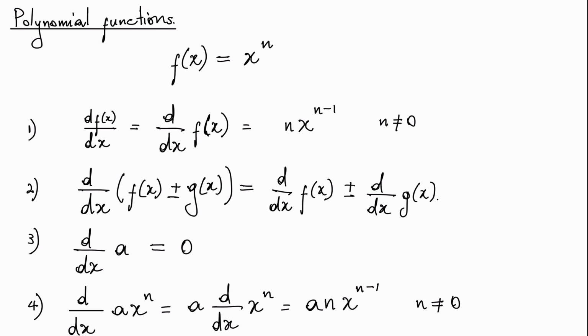The derivative of the sum is actually the sum of the individual derivatives. That is, the derivative here is distributive. So it's the same whether you first add the functions together and then take a derivative, or you could take the individual derivatives and then add them afterwards.